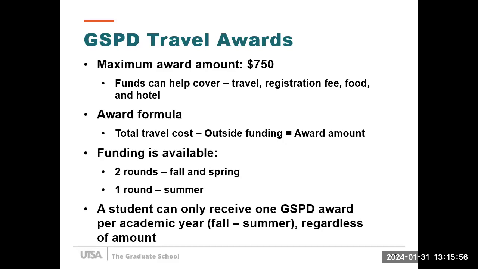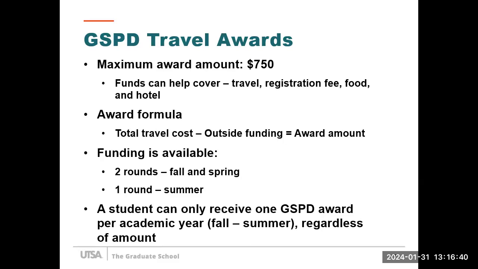Funds can help you cover travel, registration fee, food, and hotel. If you are attending a virtual conference, we will still pay registration. So we will not give you $750 free dollars. There is a formula based on your travel budget. So if you're attending virtually and the registration fee is $200 and you meet the criteria, you'll be awarded $200 to cover that cost. You will not get an extra $450, or $500, whatever it is.